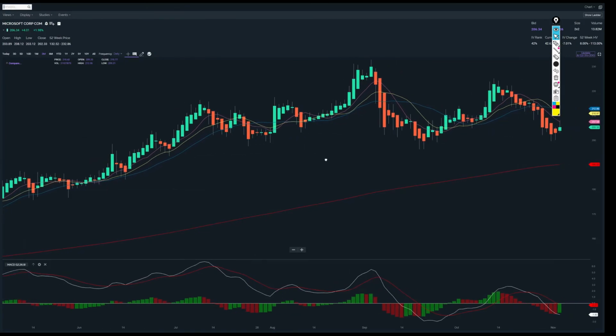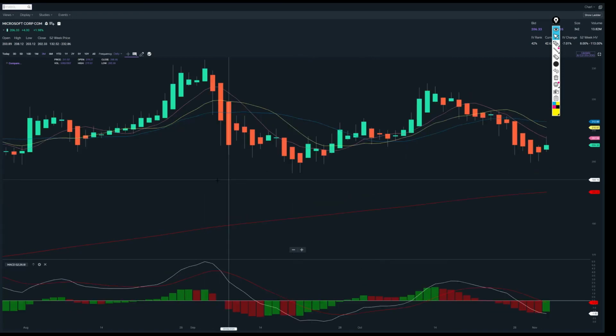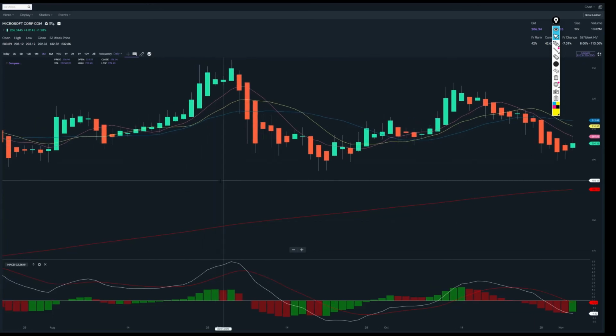So yeah, hope you've gained something from these two charts we just looked at, Microsoft and Apple, and how to utilize the moving averages to find swing trade opportunities in these guys.